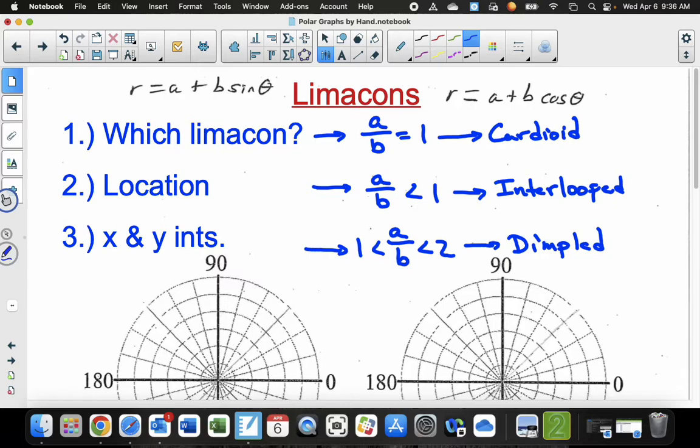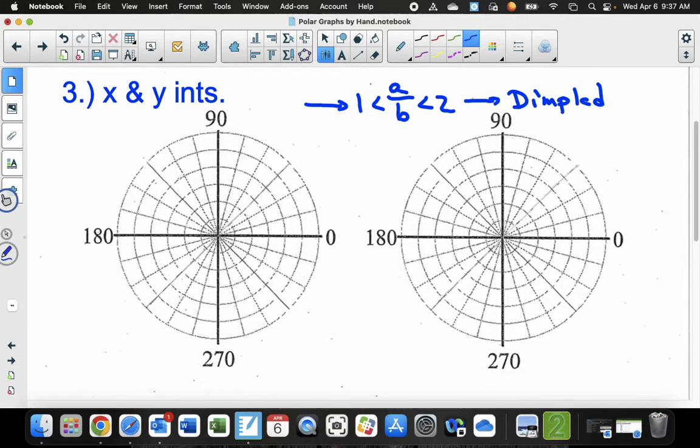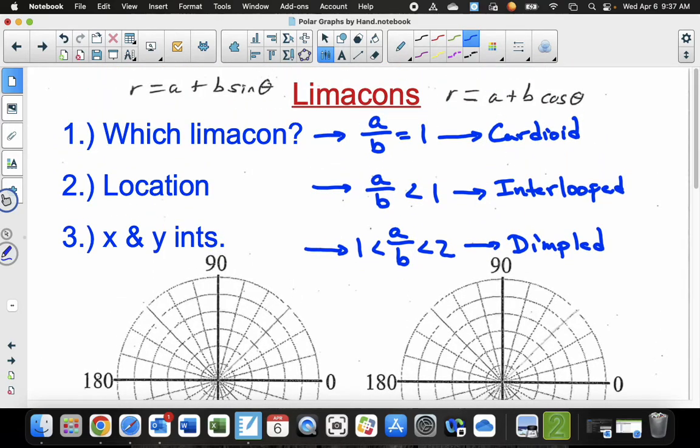Location, just like we dealt with on the circles. If your equation is a sine equation, that means you're going to be on the y-axis. It's either going to be above or below. It's going to be on the 90 or the 270. And again, anybody tell me, how do you know whether it's on the 90 or the 270?